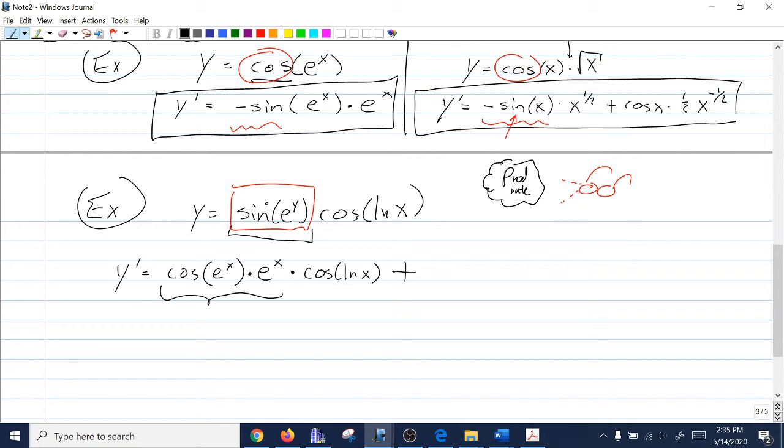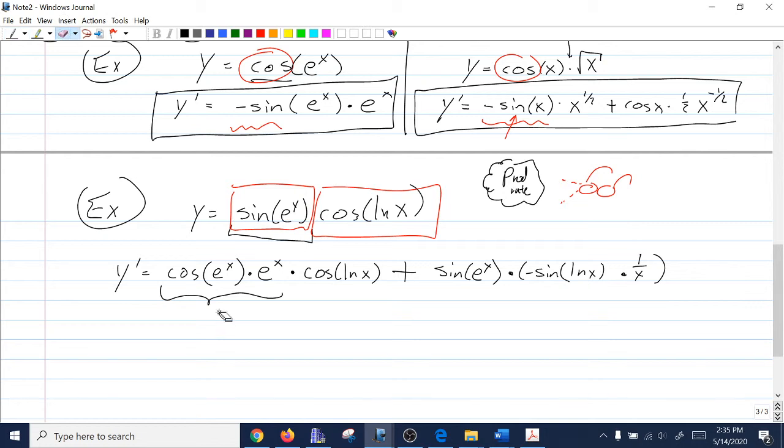Plus, leave the first part alone. This is the first part of that product rule. It's sine of e to the x. Times, now I need the derivative of the second. Now I turn my order of operations goggles to this. This is cosine of something. Derivative of cosine of something is negative sine of, leave the inside alone, natural log x, times the derivative of the inside, which is 1 over x. Maybe I want this inside those parentheses. They're all multiplied, so the parentheses don't matter here.